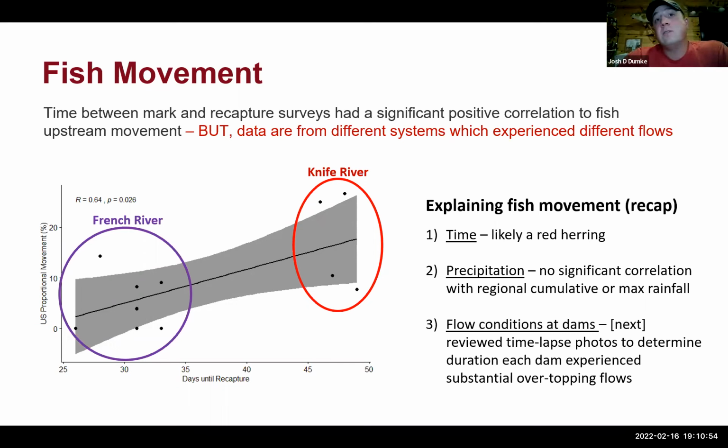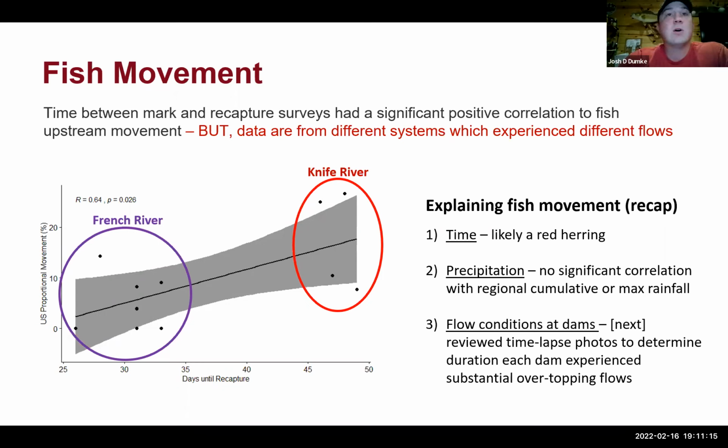But also, even if we had instantaneous rainfall or precipitation measures at the dams, it doesn't really work that way. It's the water that falls in the watershed upstream and when it comes down to the dam and how that water interacts with the dam. So when we looked at explaining fish movement, the next was flow conditions at the dams.